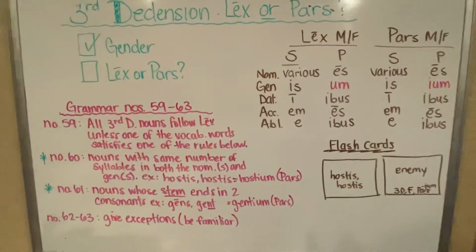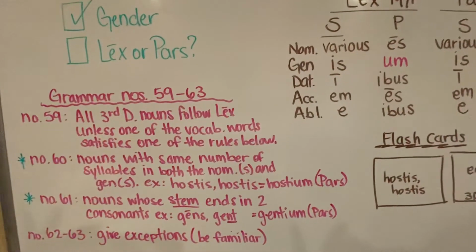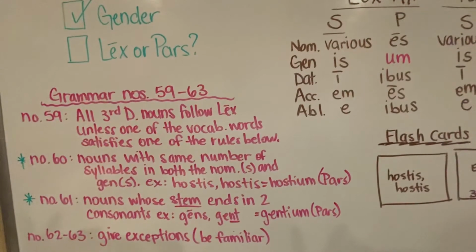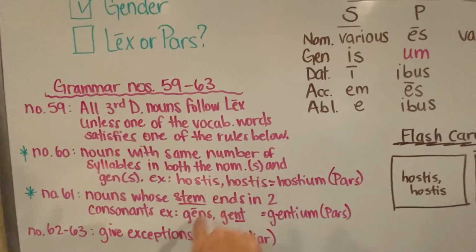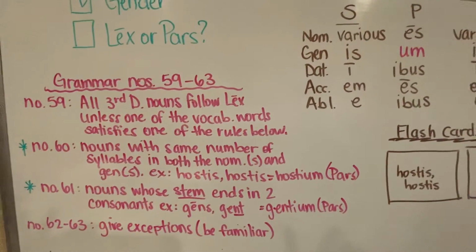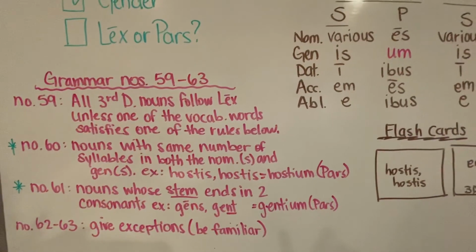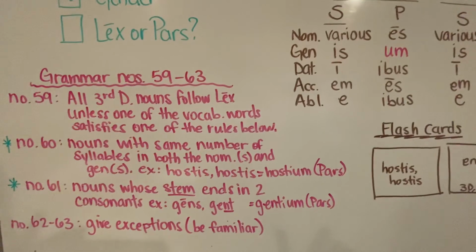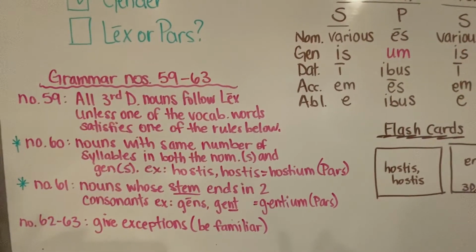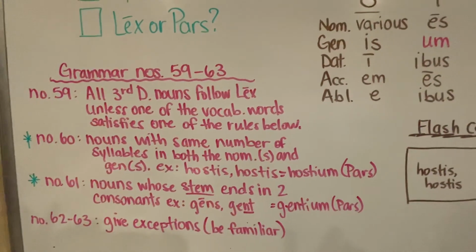Once you know, for example, that hostis is a pars word, you write that down. It's pars. And next to it in your book, you can also write that hostis is going to be a feminine word because it's not naming an individual male person. It's enemy, and it doesn't name an individual, so it's not masculine or a feminine person. Then you go to the next rules: does it end in ER or OR? No. Does it end in an S, an O, or an X? Yes, it does. Therefore, it's a feminine word.